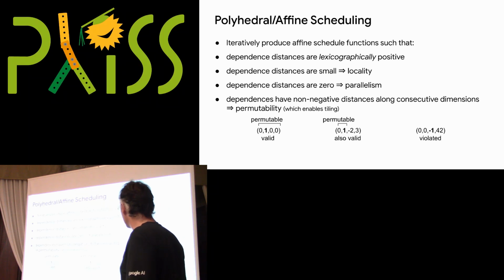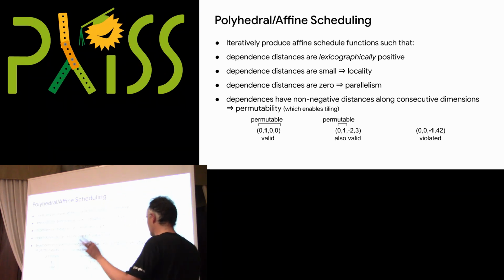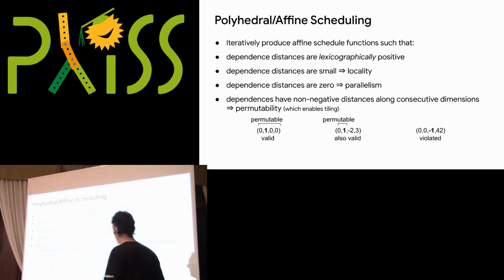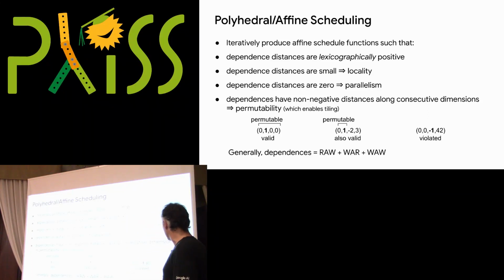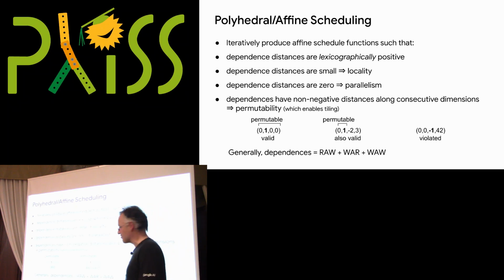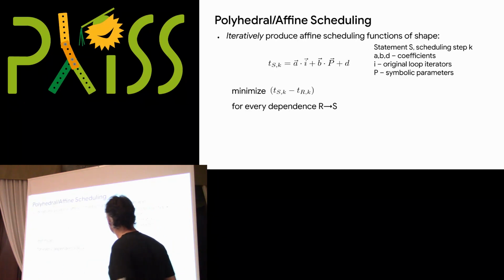So for example, in this case, all loops are permutable, all dimensions are permutable. You can do tiling in a completely free way. In this example, you can tile only the outer 2 dimensions, but not those because of the negative value here. And in this case, the third case, you cannot tile anything because it's not even correct. I'm skipping the details.